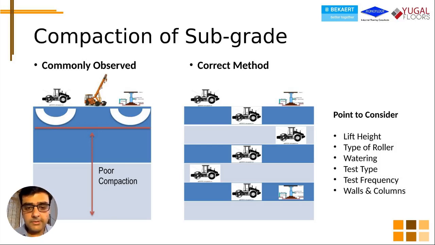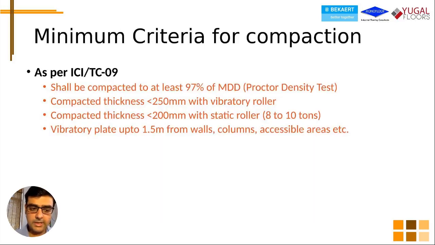And the right way to compact is actually to do it in layers, typically of about 200, 250 mm. You test each layer. You do a proctor test on each layer. You either use a vibratory roller or a static 8 to 10 ton roller. And then finally, on the final layer, you do a plate load test. The next slide talks about the recommendation given by the code, the guideline, sorry.